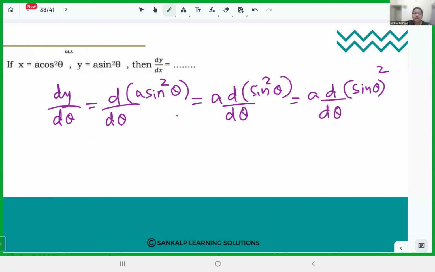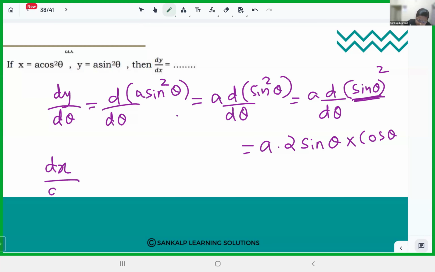Which means the base function is some x square. It is of the form some x square. So it will be a into 2 sine theta whole raised to 2 minus 1, right? 2 minus 1 is 1. So a into 2 sine theta. But we can stop here. We have assumed sine theta as x, which means you have to multiply the derivative of sine theta also. Derivative of sine theta is cos theta.